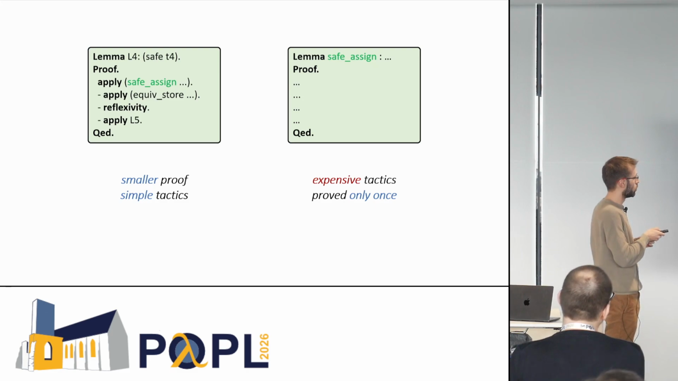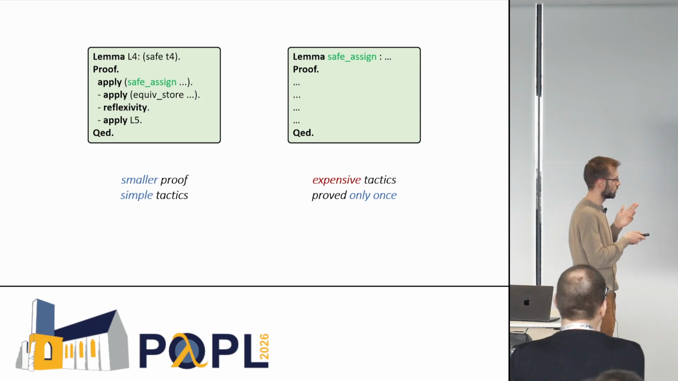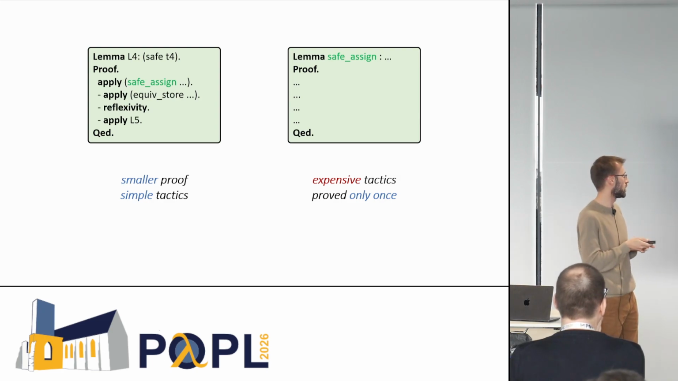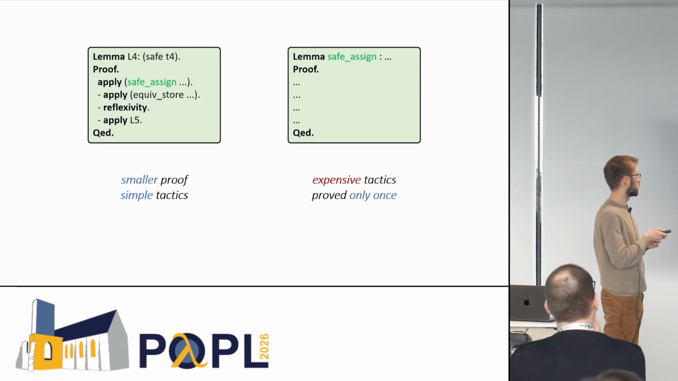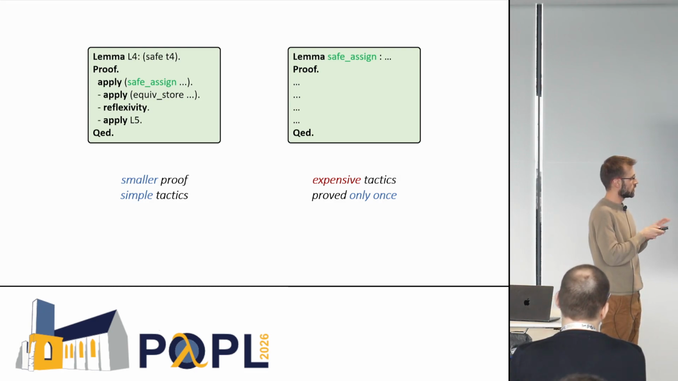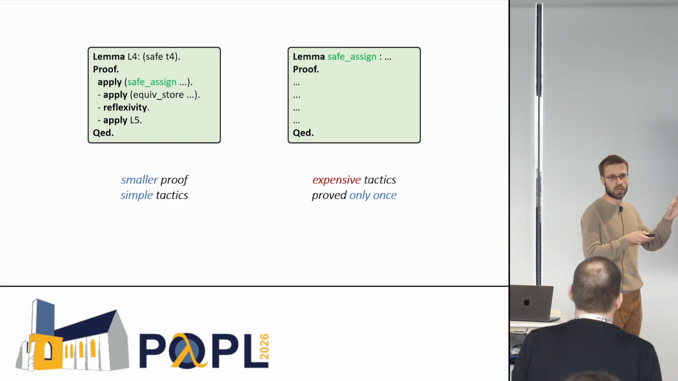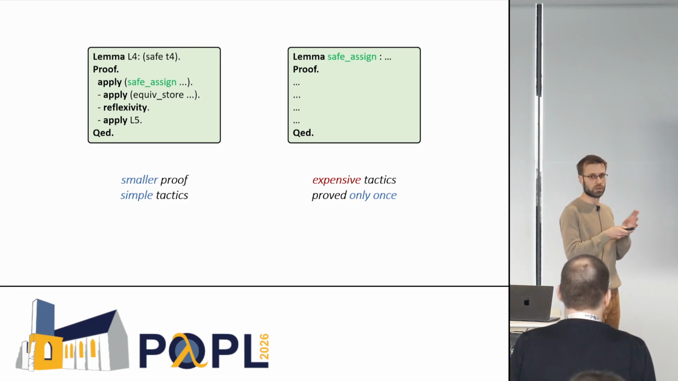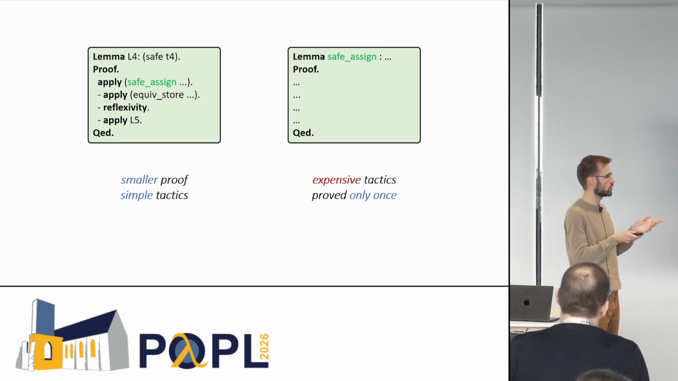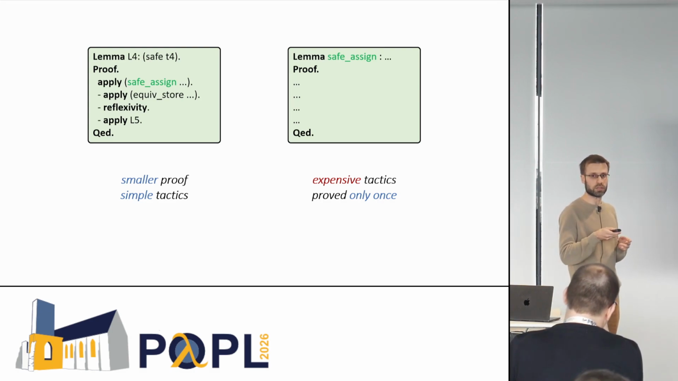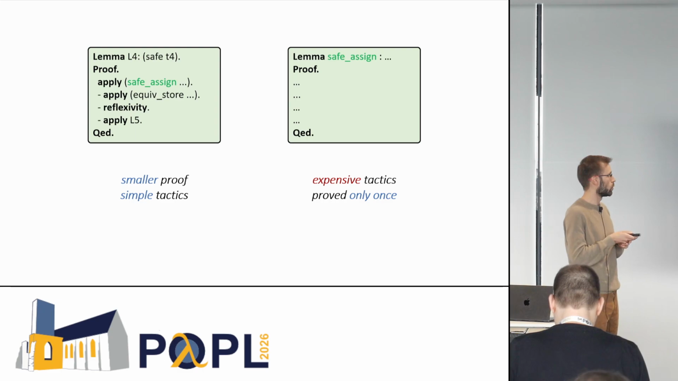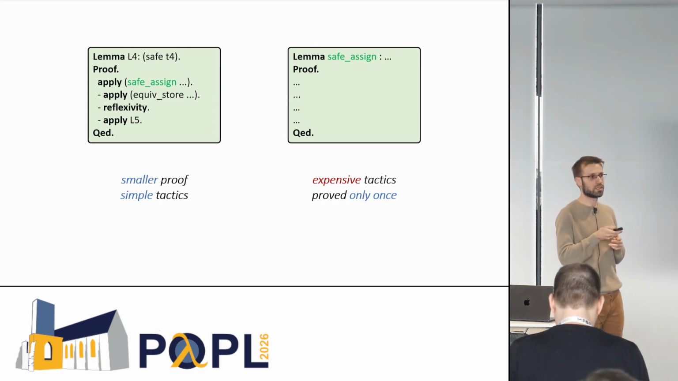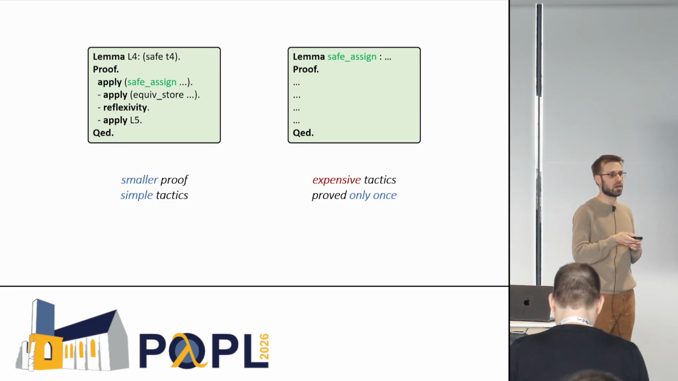And so the proof is smaller, and we use simple tactics like apply and reflexivity. And the expensive tactics remain now in the proof of the generic lemma, but of course we prove it only once, and we reuse it for every subtree where we have an assigned instruction. And the same thing we do for other types of instructions like branch, call, ret, and so on.